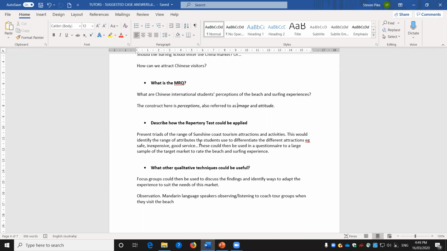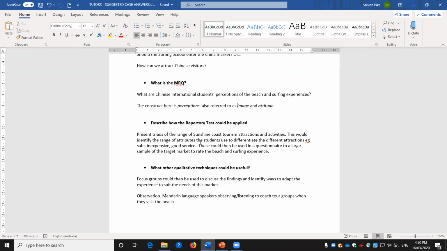So presenting to these students different types of attractions, which would involve some beach experiences, some possibly theme park, other types of attractions, and asking them to tell us in their words how they differentiate between these different experiences. Their responses would be along the lines of words such as safe, inexpensive, good service, adventurous, scary, for example. We could then use these to develop a questionnaire to get them to rate the surfing beach experience in terms of those attributes that they feel are important.